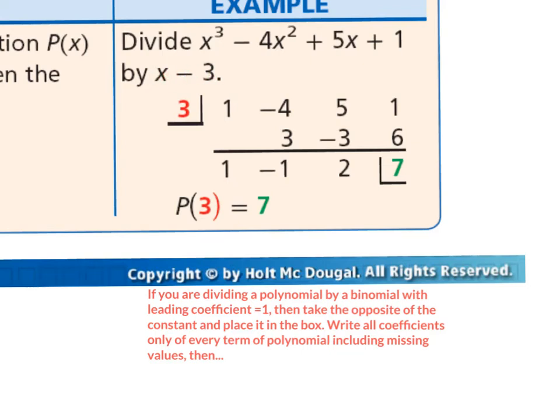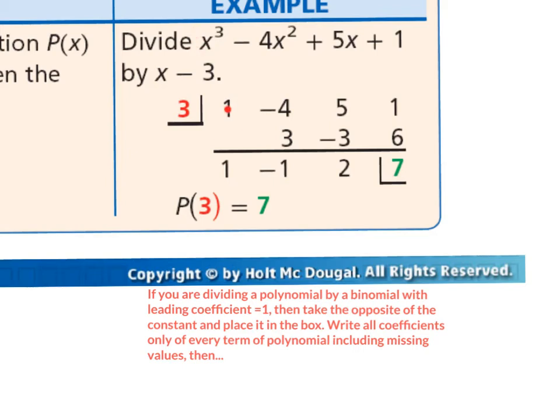Now, let me tell you this. You could use synthetic division when the leading coefficient of your divisor is 1. So right here, there's no number in front of the x, so you could use synthetic division. How do you use synthetic division? You start by taking this constant value, which is a -3, and putting the opposite value inside a box, inside a reverse L. And then you go back to your coefficients, the numbers in front of each term.